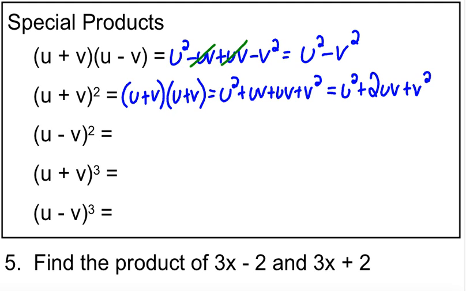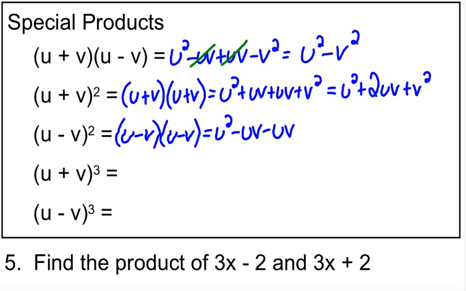On the minus one, u minus v, again, we FOIL this out, we get u squared minus uv plus v squared. And when you combine your like terms, u squared minus 2uv plus v squared. So notice on the second and the third one, they're identical except for that plus and minus, that very first sign.